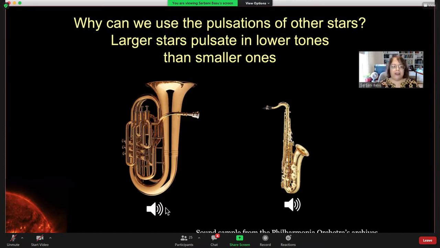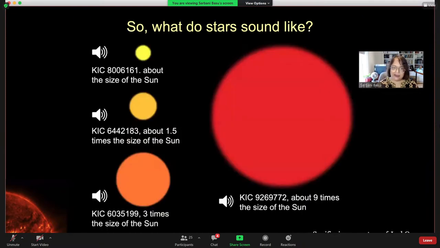Okay, good. So this is an oboe. So it's got a very low pitch sound. This has a much higher sound. And that is exactly what happens with stars. Big stars oscillate with lower frequencies than small stars. So the images are artificial, but the sound is a sonification of actual data.